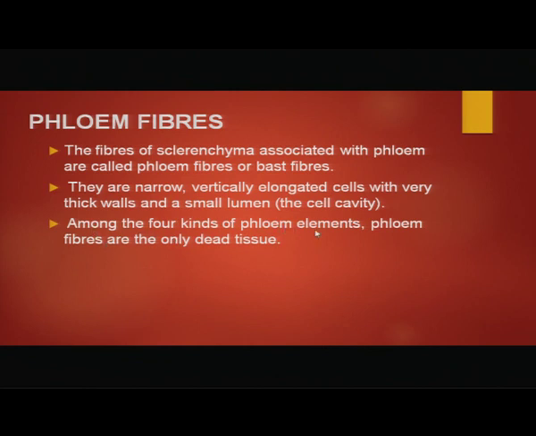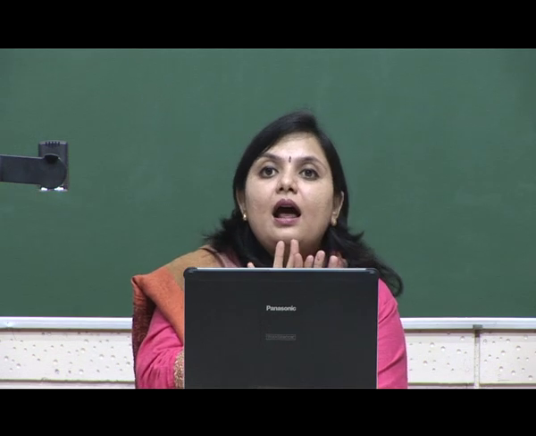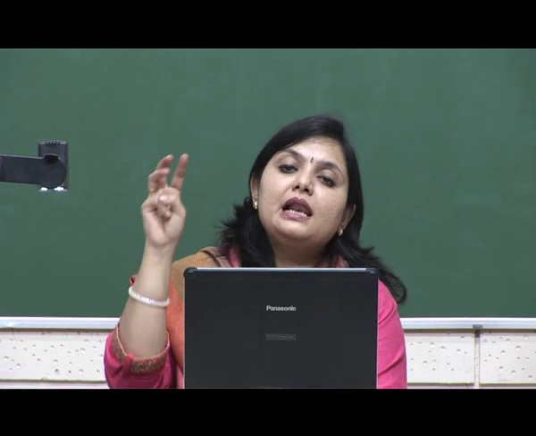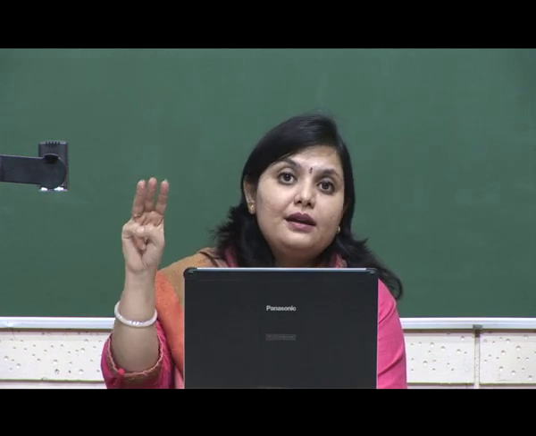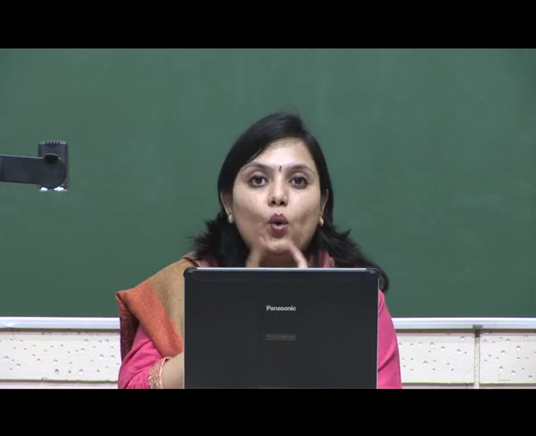Among the four kinds of phloem elements, phloem fibers are the only dead tissue. So, the four elements of phloem are the sieve elements, the companion cell, the phloem parenchyma and the phloem fiber. Out of these four, three are living: the sieve tube elements, the companion cell and the phloem parenchyma. Please remember this, even though sieve tube elements and companion cells are associated with conduction of the sap, yet they are living. Only phloem fibers are dead.